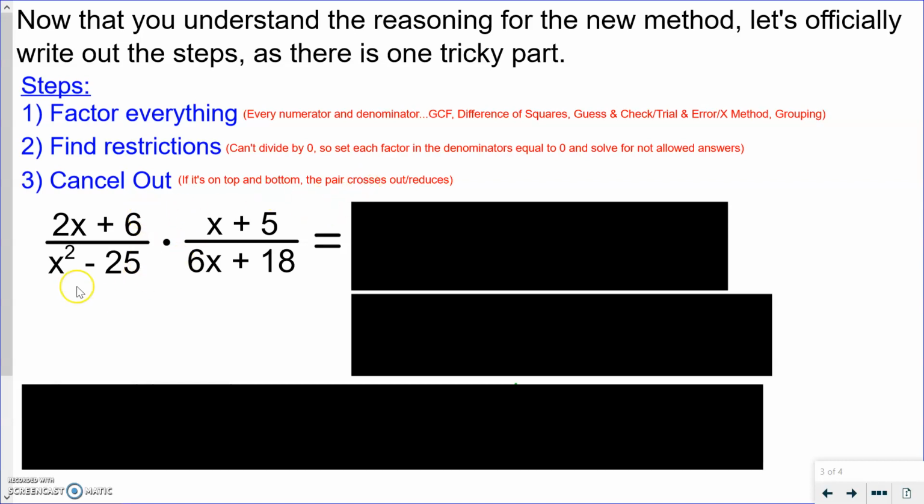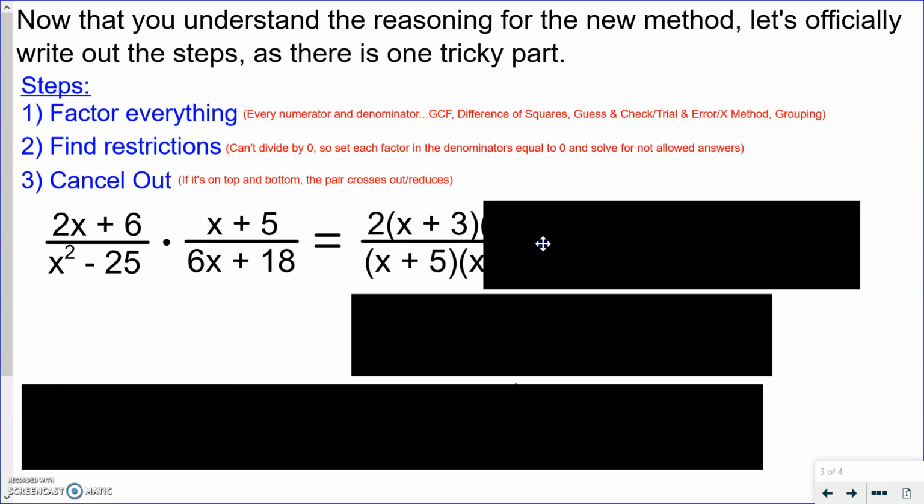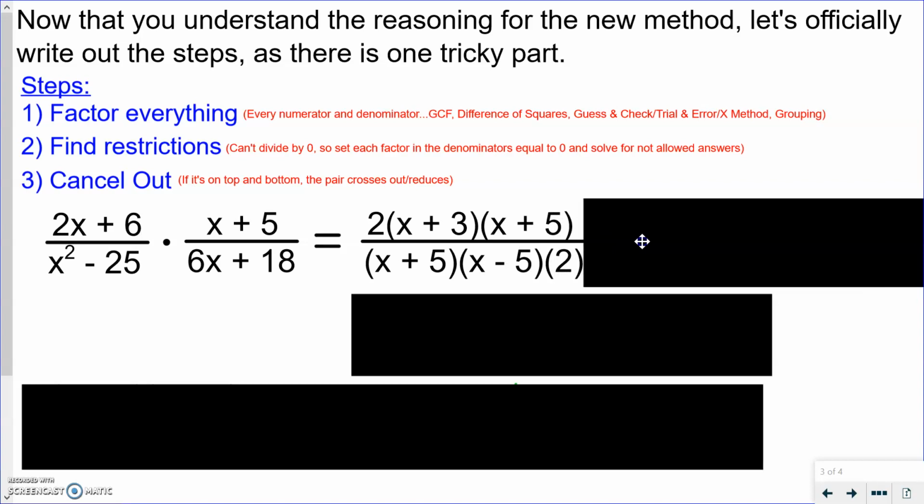So here's the problem. 2x plus 6 over x squared minus 25 times x plus 5 over 6x plus 18. So first, factor. 2x plus 6, I see this is GCF. I can pull out a 2. What's left over would be x plus 3. I can't do anything more with that. Then on top, that x plus 5 has no GCF. It's linear. It stays the same. And I put it in parentheses because that means it's being multiplied.